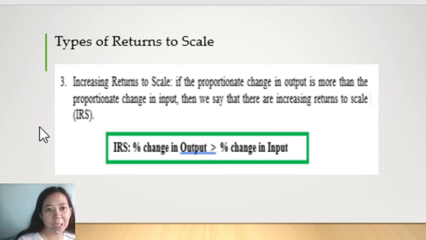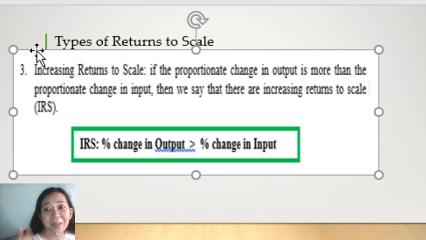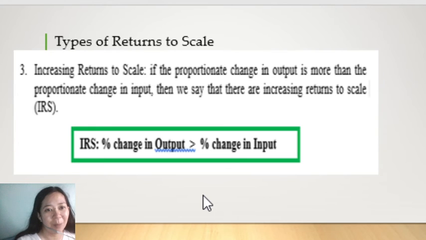The third is the increasing returns to scale. By the way, this is the opposite of the second. Increasing returns to scale is if the proportionate change in output is more than the proportionate change in input. So again, this is just the opposite of the second type.